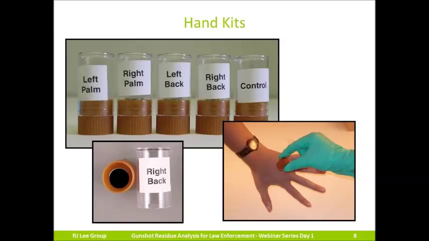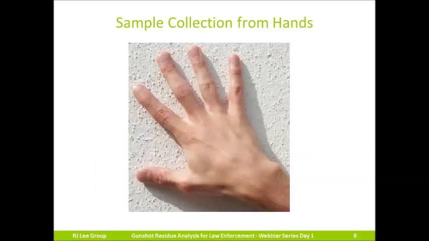Take note in the picture. The individual doing the collection is wearing appropriate personal protective equipment with latex gloves while doing the sampling. So now I'm going to go over how to actually sample from a suspect's hands. This image would be representative of the back right hand of a suspected shooter. The method used to sample areas of interest is called particle extraction. It's basically a simple dabbing motion.